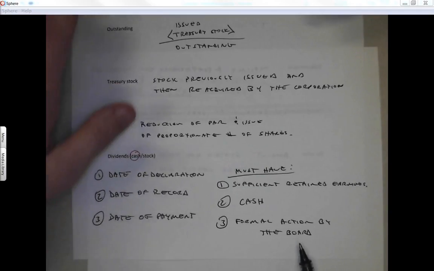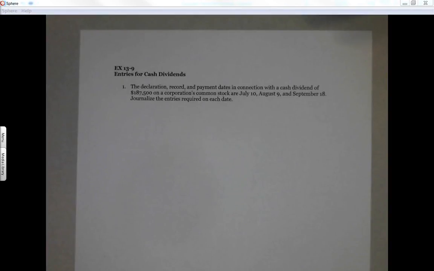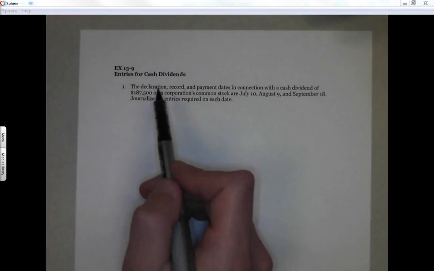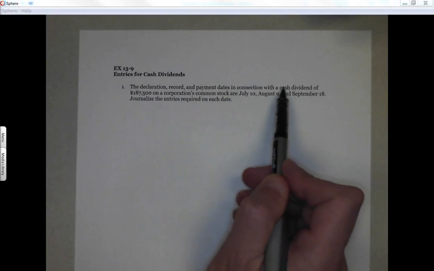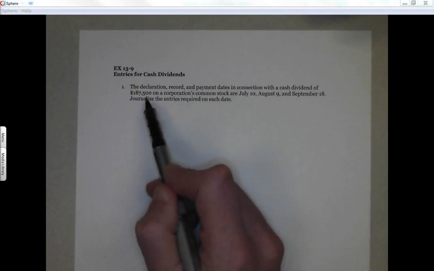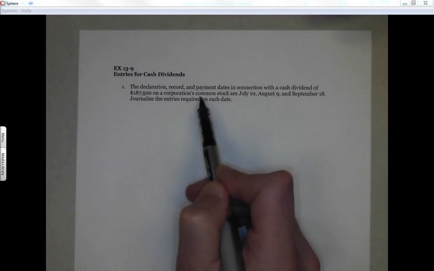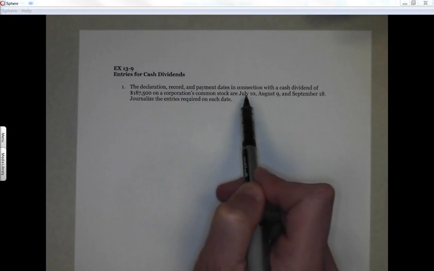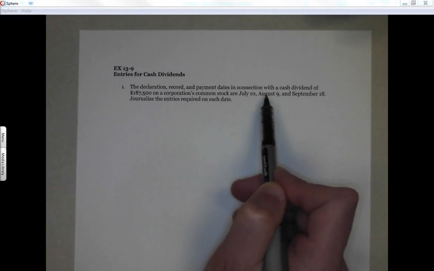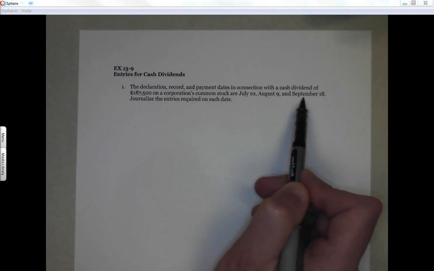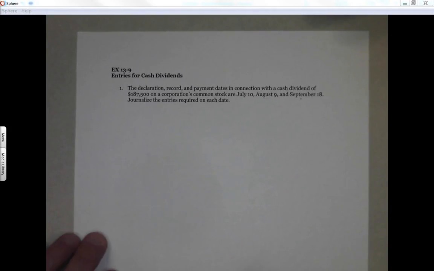So let's go ahead and take care of some dividends here. 13.9. The declaration, record, and payment dates in connection with a cash dividend, important to note that it's a cash dividend, are $187,500 on the common stock. And so the dates are July 10th, August 9th, and September 18th. So declaration, record, and payment date. Journalize the following for each date.